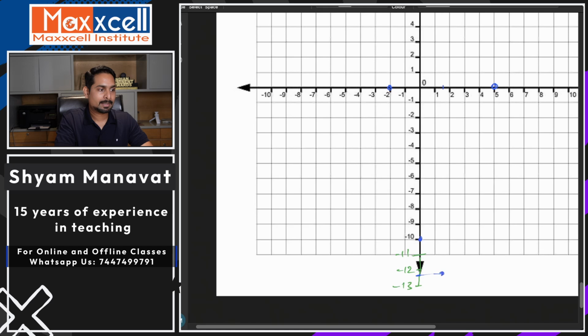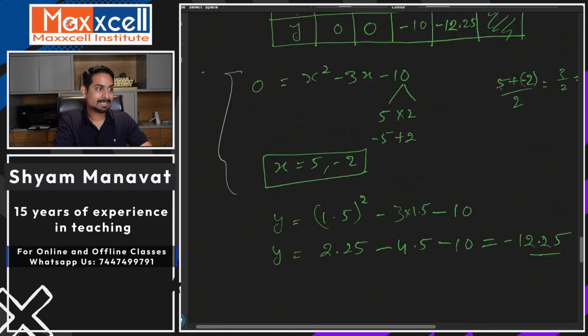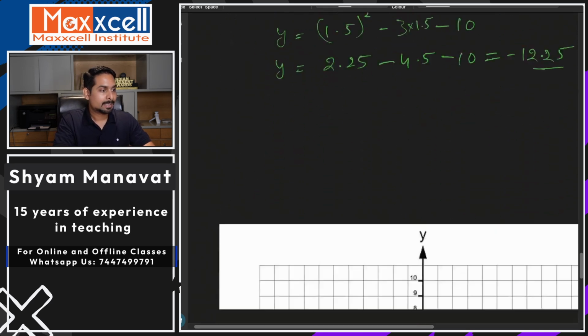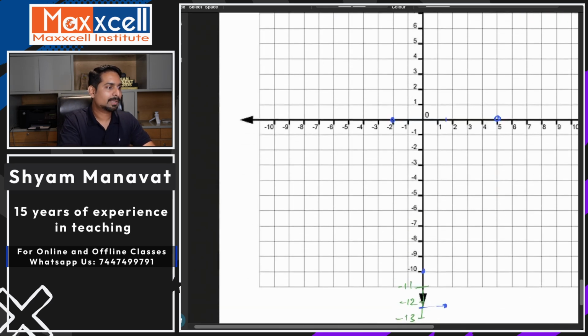The important thing is, did you understand how to find the coordinate of the vertex? Take the midpoint of the roots, the values of x, and take that as the value of the x coordinate, and substitute that in the equation to get the value of y. Are you clear with this point? Okay. Now it's about drawing.